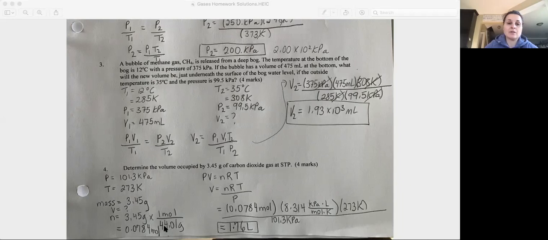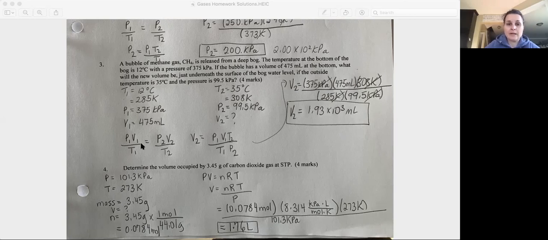I'm given an initial pressure of 375 kPa. Again, my degrees Celsius, I've added 273 to get that into Kelvin. I'm given an initial volume of 475 milliliters. Now, my final temperature is 35 degrees Celsius, which has to be converted to Kelvin by adding 273. My final pressure is 99.5 kPa. I'm looking for V2, my final volume.